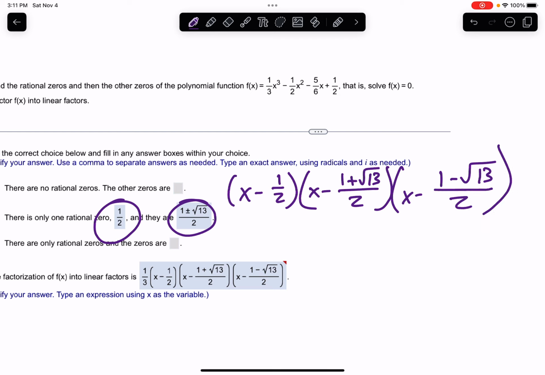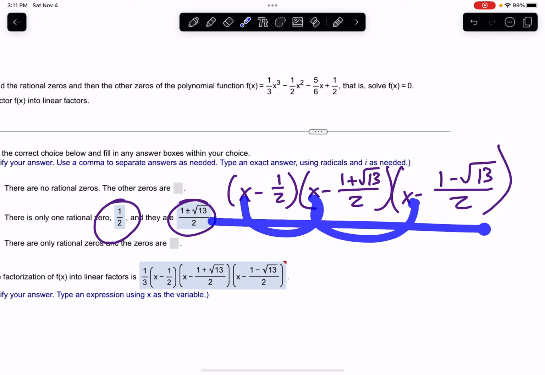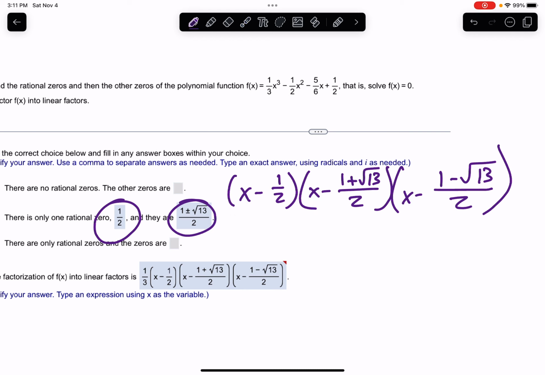So there's my three zeros that I've been given. 1/2, 1 plus the square root of 13 over 2, 1 minus the square root of 13 over 2. But now I need to be very careful, because if I was to multiply this all out, I would first start with multiplying my x's. I would say x times x to give x squared, and then times an x again to give me x cubed. So if I multiplied these linear factors out, my front term would be just plain Jane x cubed.